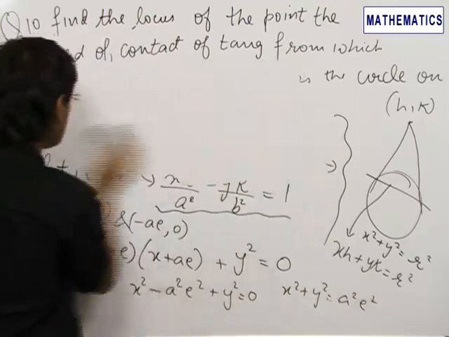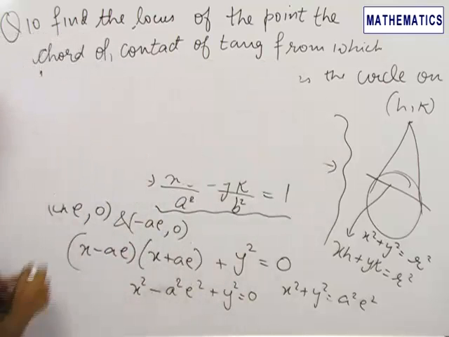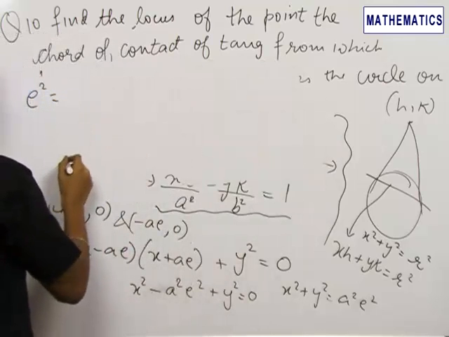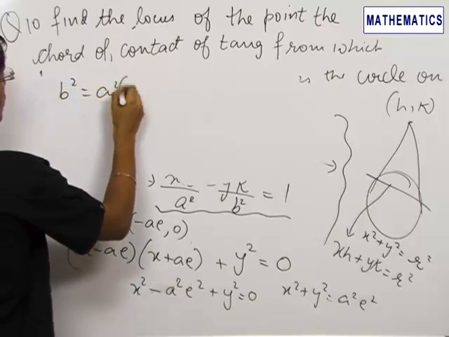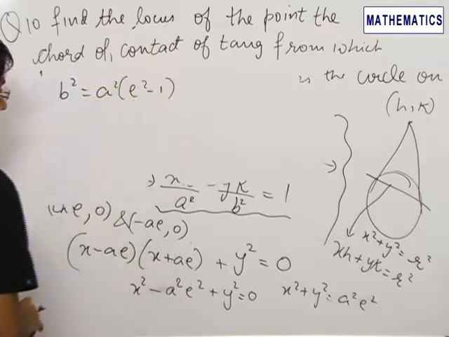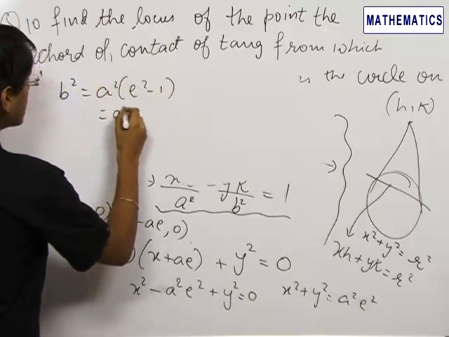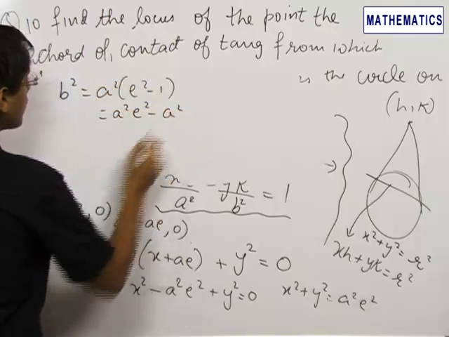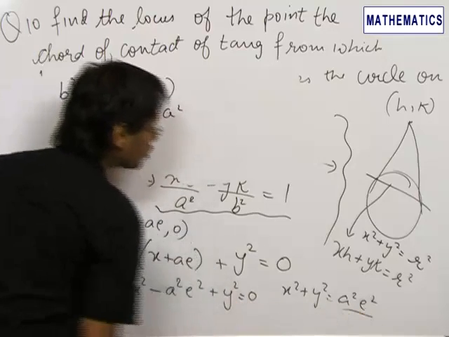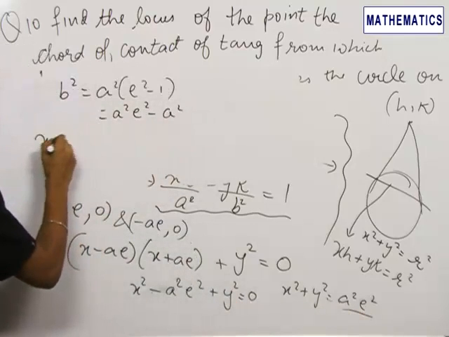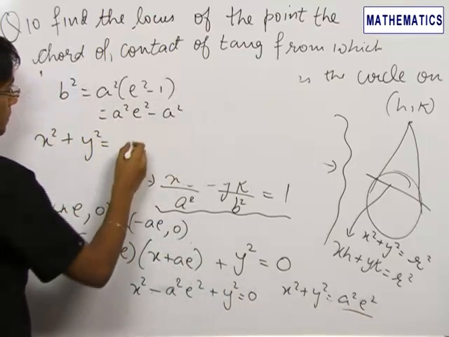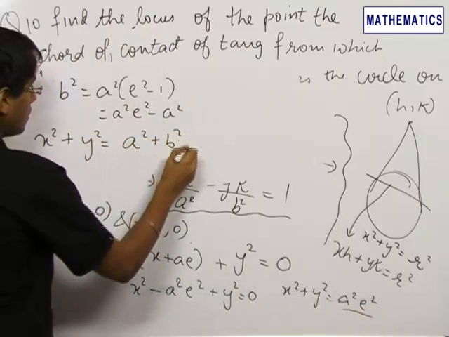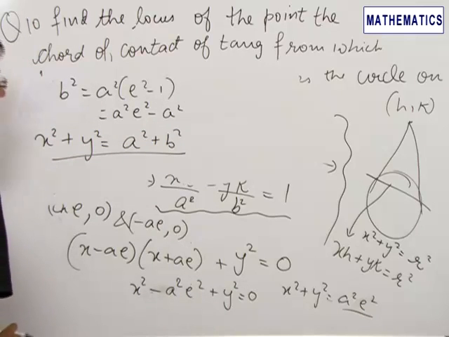This can be further simplified. We know that b square is equal to a square times e square minus 1. This is equal to a square e square minus a square. Hence we can write this a square e square as a square plus b square. Hence the equation of circle becomes x square plus y square is equal to a square plus b square.